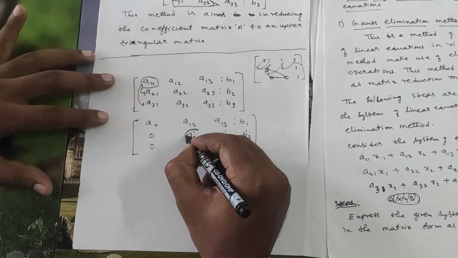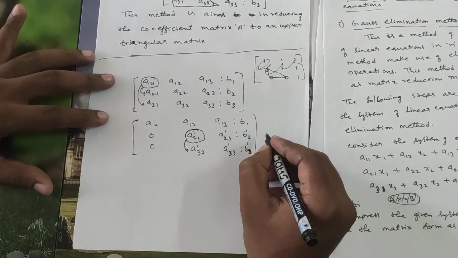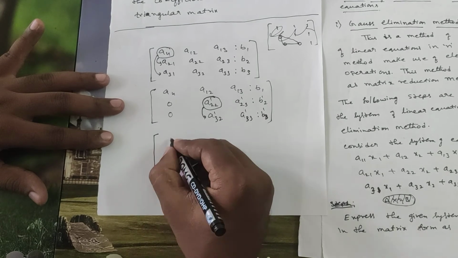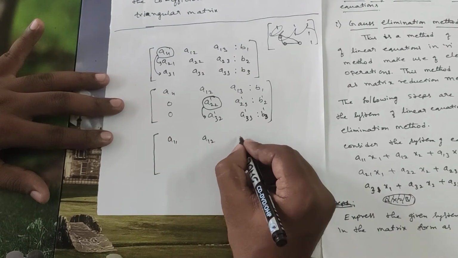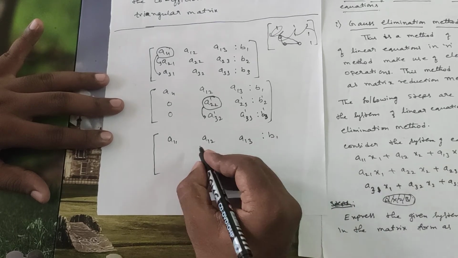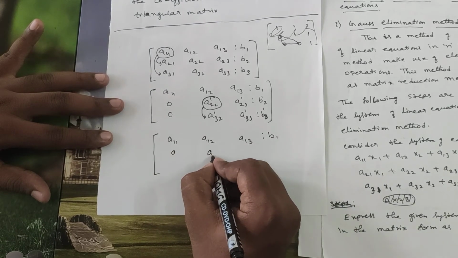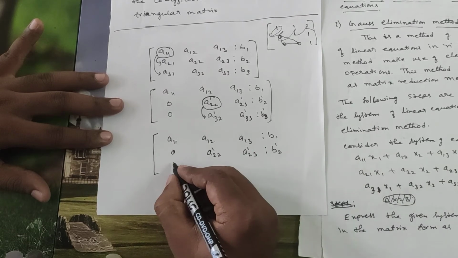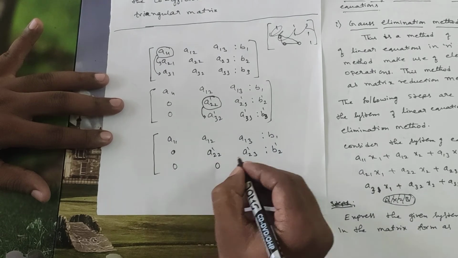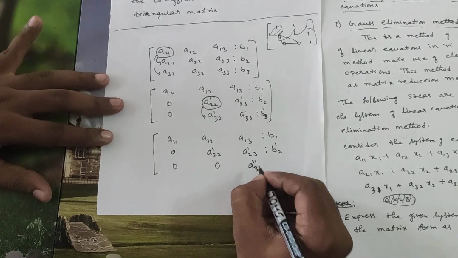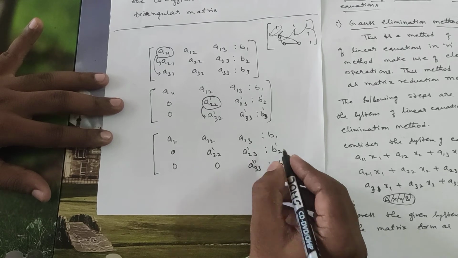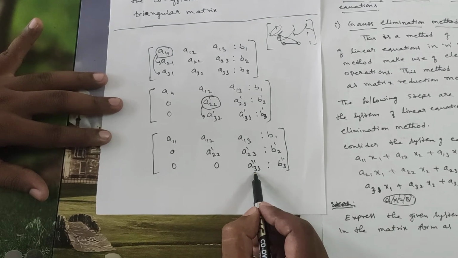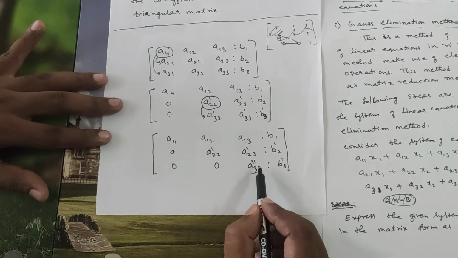Now using R2, make R3 element 0. So now what you get here: A11, A12, A13 is to B1, here 0, A22 new element, A23 new element is to B2 new element, there 0, and this element becomes 0, and A33 will get new element is to B3 new element will get. Now look at here, sometimes this element gets 0, otherwise it may not be 0.